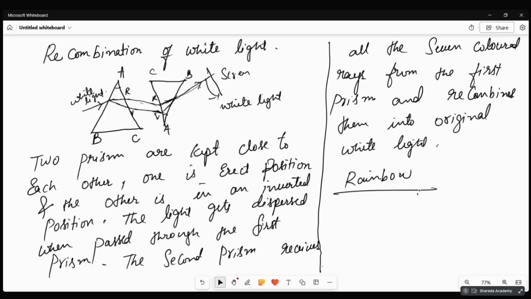Again, I repeat, in a rainbow, one is the dispersion of the light. Another concept we have here is total internal reflection. When the angle of incidence crosses the critical angle, there will be the phenomenon called total internal reflection.